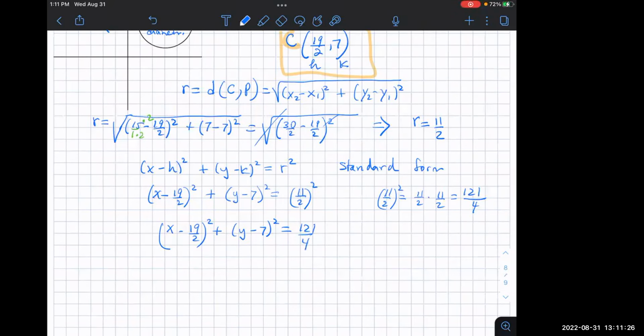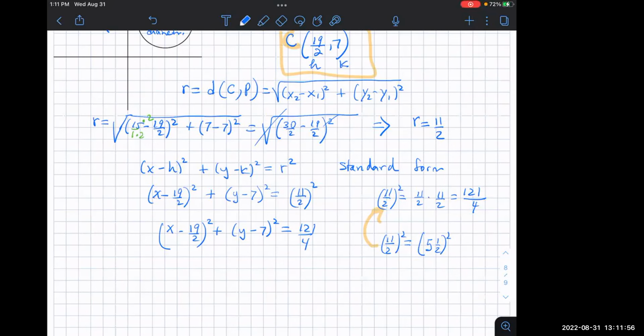Now notice that if you use 5.5 instead of 11 over 2, then this is not equal to 5 squared times 1/4. It doesn't distribute because the inside is a sum. So it's better to just keep 11 over 2, just leave it as a fraction. So it's better to do it that way.